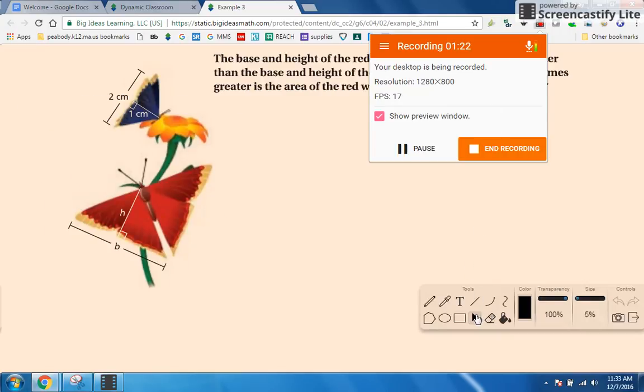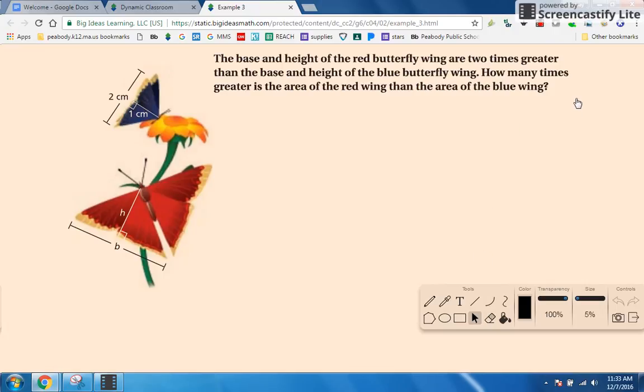So this one's a little bit trickier. It says the base and the height of the red butterfly are 2 times greater than the base and height of the blue butterfly wing. How many times greater is the area? So this is kind of like a multi-step problem. So we know that the base of the wing of the blue butterfly is 2. So therefore, if they're saying it's 2 times greater on the red butterfly, well, 2 times 2 is 4. So that means the base of the butterfly wing for the red one is going to be 4 because it says it's 2 times greater.